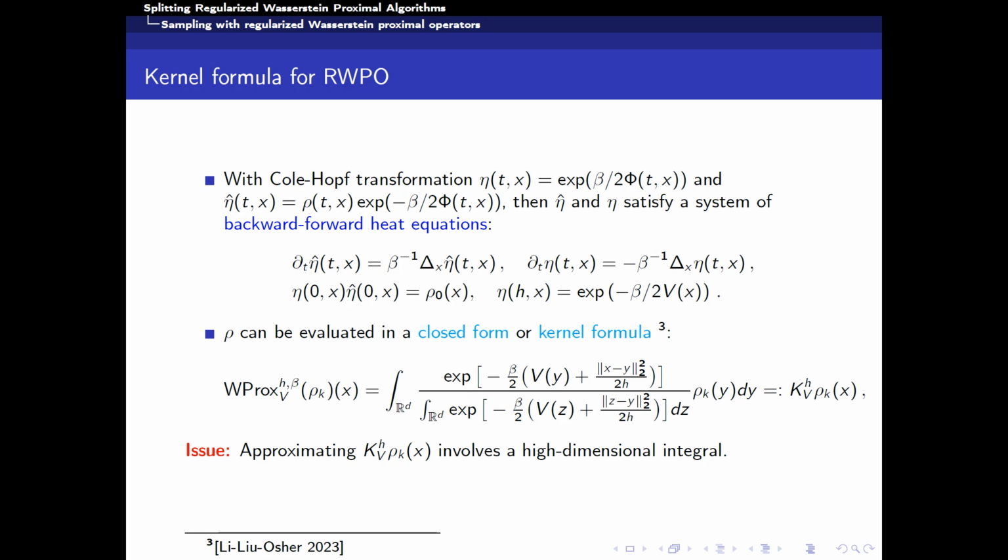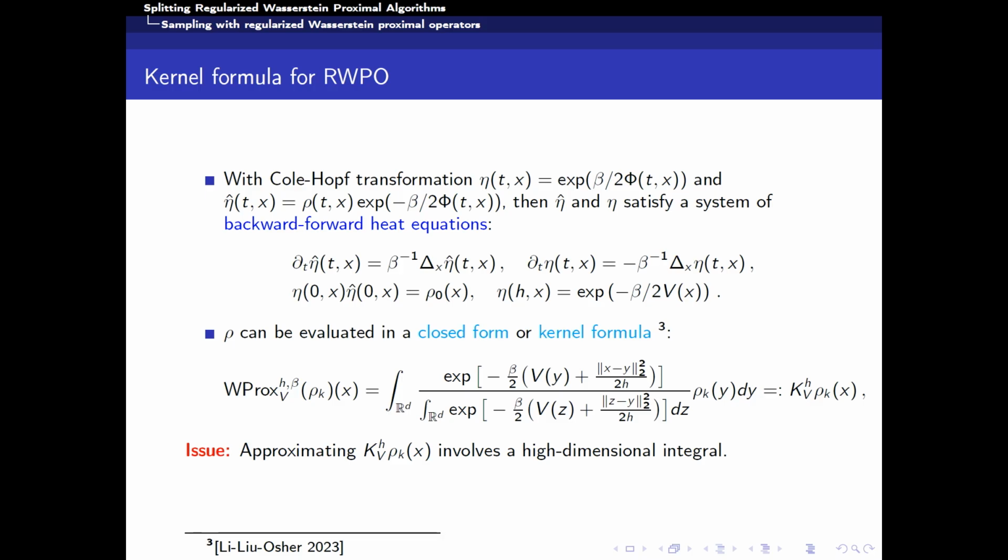So actually, this very nice kernel formula was discovered by Siting in 2023, and essentially you can imagine that this formula gives us a closed form solution to the RWP operator. It gives us a closed form solution to the feature information regularized JQ scheme. So this is the most important reason that we want to talk about this operator.